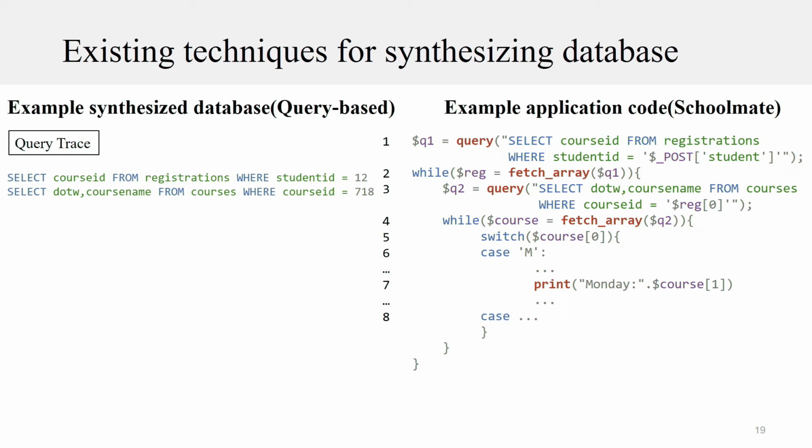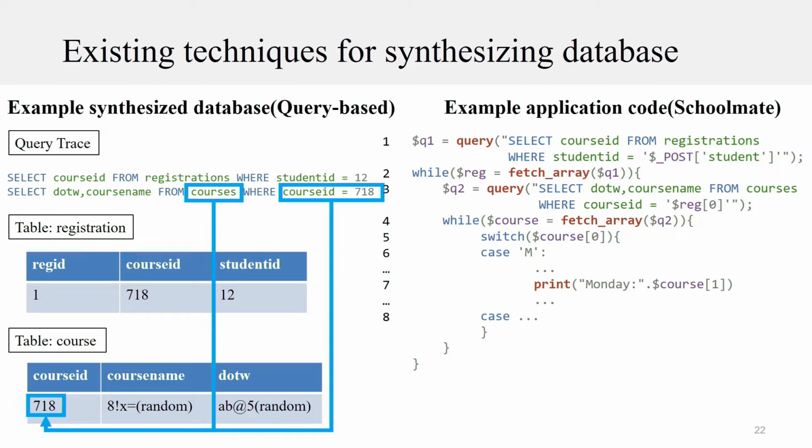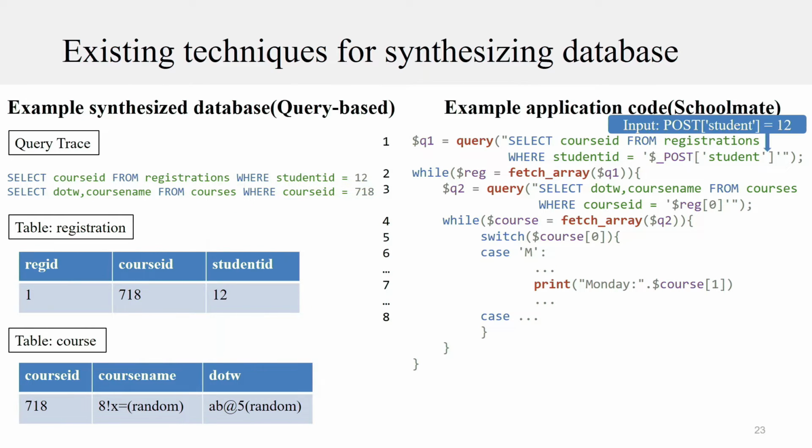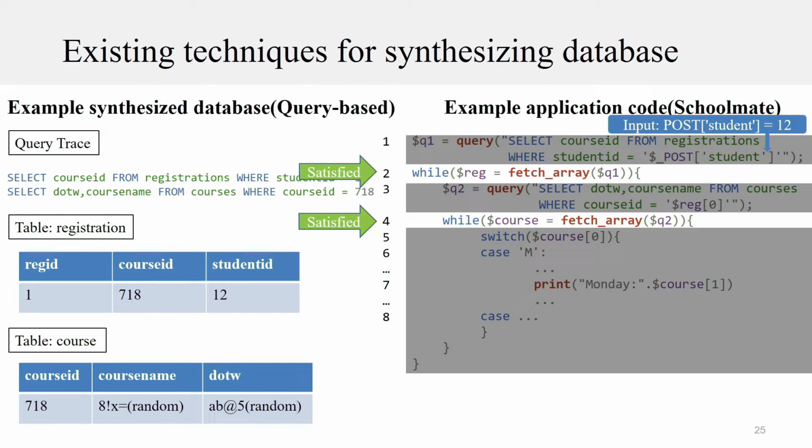With query-based techniques, beyond analyzing the database schema, they also require the query trace as input. By extracting concrete values from the query trace, query-based techniques can generate some desired records, which can improve the quality of the synthesized database, as I showed here. Here's another example of query-based generation, extracting concrete values from the query trace to generate desirable records. So again, with student ID equals 12, the synthesized database can successfully handle those two select queries, so the two while loop conditions will be satisfied.